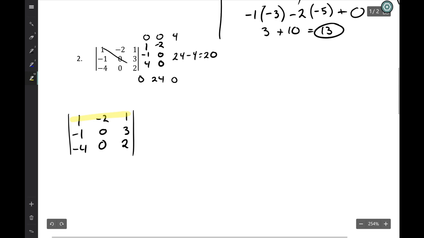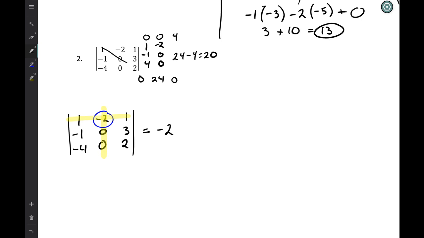So, for me, when I see this problem, I see 2 zeros right there. Alright, so I'm actually going to do a column. I'm going to expand this using columns. Okay, so if I do -2 as my first minor, I'm going to cancel off those row and column entries, so it's going to become -2 times my determinant of -1, 3, -4, 2.